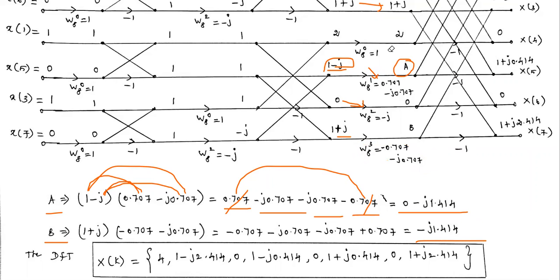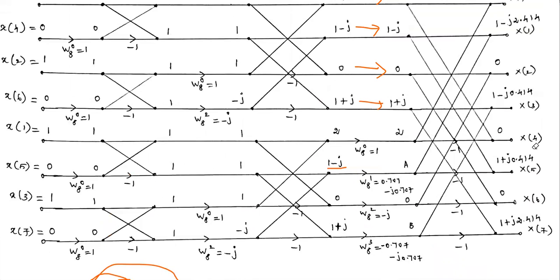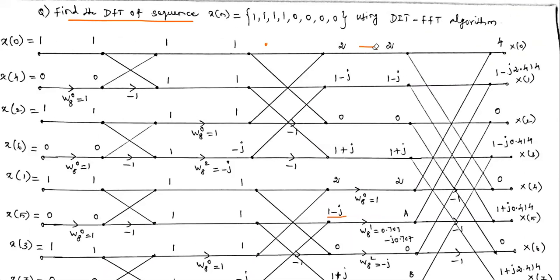So we calculated the answers available at the input of the third stage. After calculating this, we have to find out the output of the third stage. So you see the first thing.